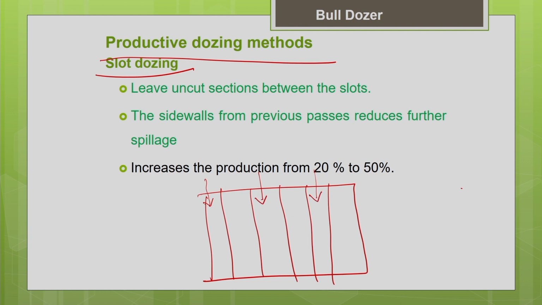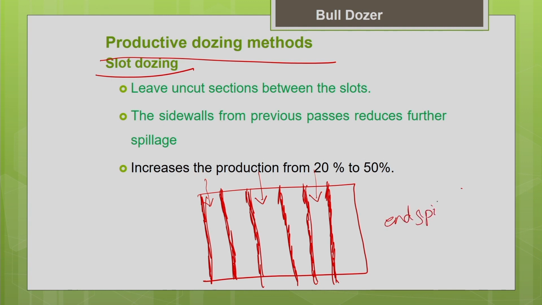When the bulldozer is moving through these cuts, obviously at both ends you can see the end spillage will be there. As the bulldozer pushes the earth, there will be end spillage of material at both ends of the path. So here also the end spillage is there. Now this end spillage will act like a wall for the subsequent passes.